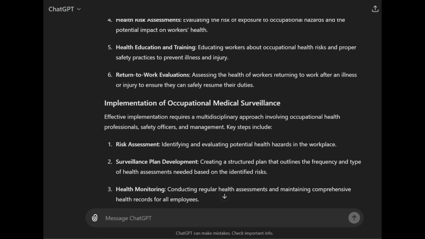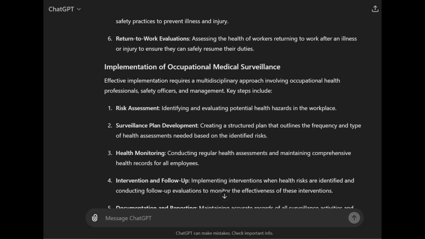Implementation of occupational medical surveillance. Effective implementation requires a multidisciplinary approach involving occupational health professionals, safety officers, and management. Key steps include: 1. Risk assessment. Identifying and evaluating potential health hazards in the workplace.